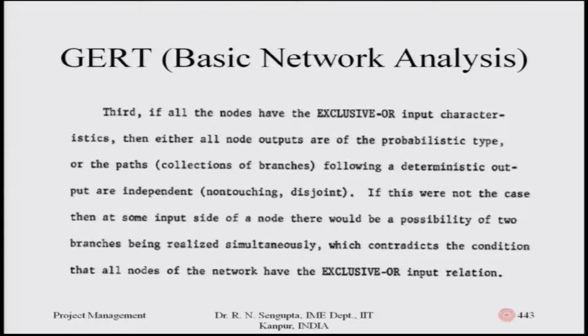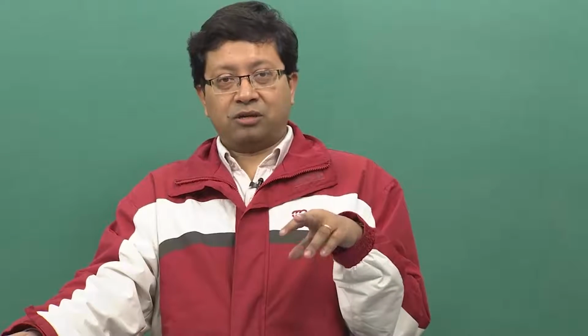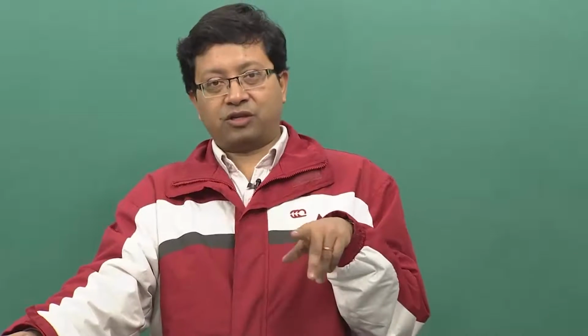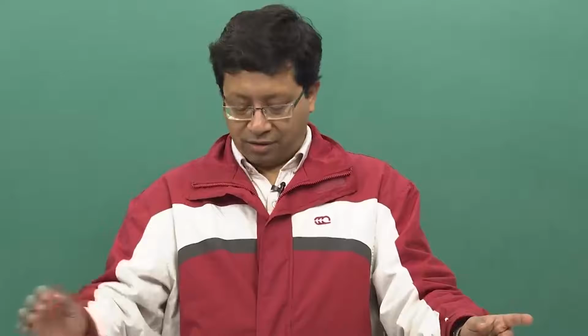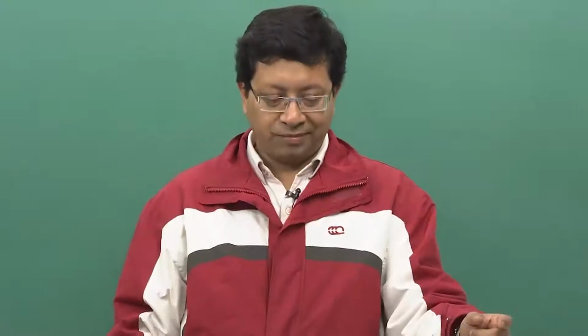And this would contradict the condition that all nodes of the network have exclusive OR input. So, what it means is that if you consider the exclusive OR input characteristics and proceed without considering those assumptions which were just mentioned, the end result would contradict the truth statement of the exclusive OR based on which you have proceeded. So, obviously it would mean that the condition based on which we are trying to achieve the exclusive OR should definitely be right. Basically, you are trying to prove it through the negation concept.